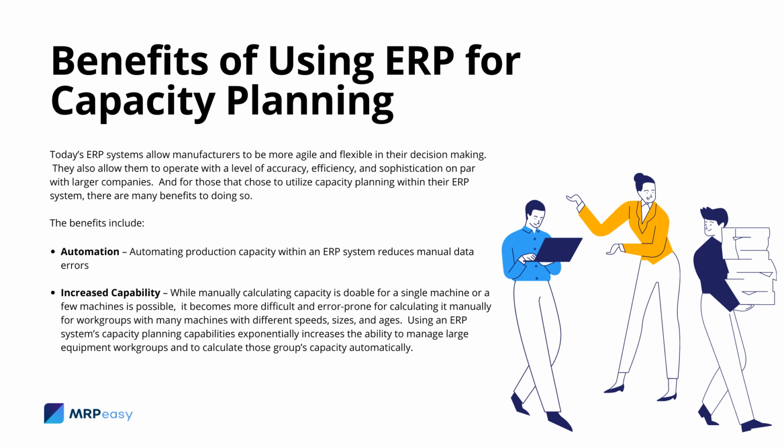The benefits include automation. Automating production capacity within an ERP system reduces manual data errors. Increased capability. While manually calculating capacity is doable for a single machine or a few machines, it becomes more difficult and error-prone for work groups with many machines, with different speeds, sizes, and ages. Using an ERP system's capacity planning capabilities exponentially increases the ability to manage large equipment work groups and to calculate those groups' capacity automatically.